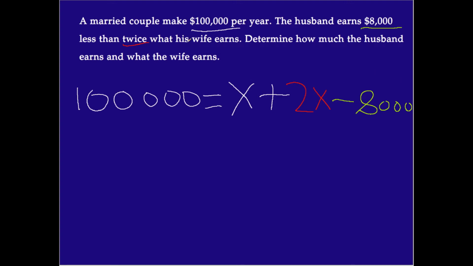Now, why do we have the 2x? Because he makes twice what his wife earns. Why do we have minus 8,000? Because it's double, minus 8,000. That's what's happening there. So this is the full equation right here.